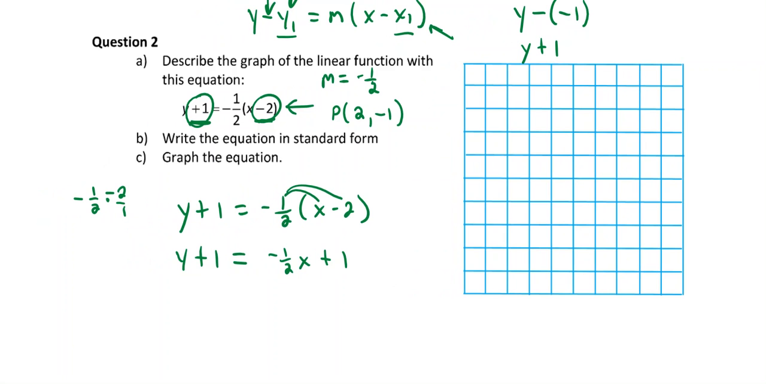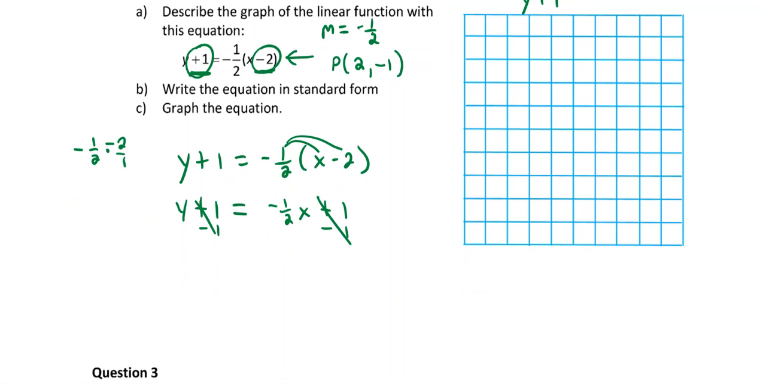Okay. Now what? Yeah, we can subtract the 1 from that side and the 1 from that side, so they cancel, don't they? So then we've got y is equal to negative 1/2 x.